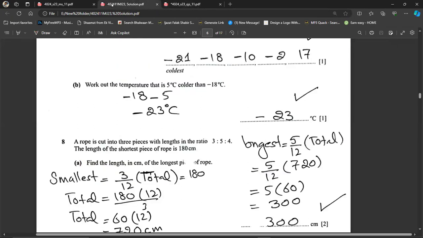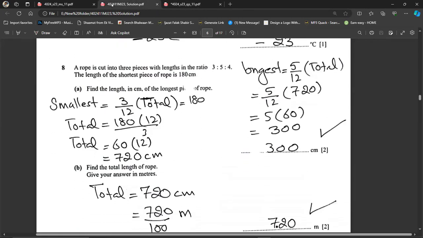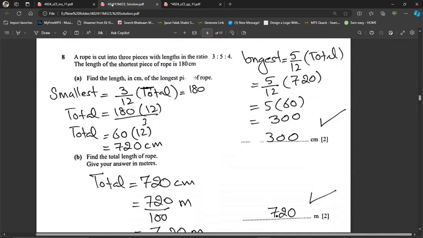Okay, so suppose the total is unknown. We don't know how much the total is. So the smallest is 3. Its ratio divided by the sum of ratio multiplied by the total, and that is 180. And so the total will be equal to 180 into 12 divided by 3. And the total is 720 centimeters.